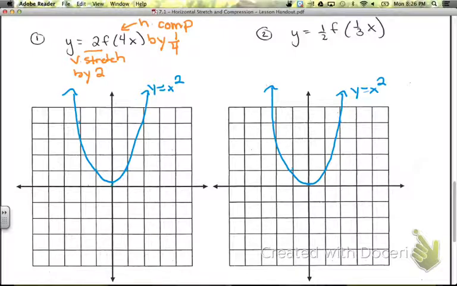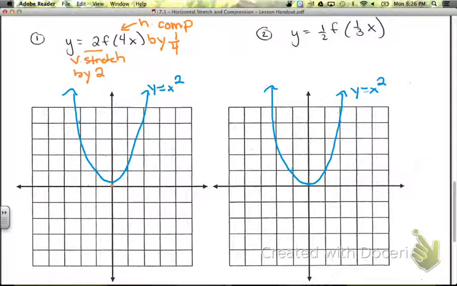So 0, 0, is it going to be affected at all when we're talking about stretch and compressions? No. That point is going to exist and our vertex is going to stay as is at 0, 0. Now our point here at 1, 1. So our x value is going to be multiplied by a quarter, and therefore is going to be a quarter. And the y value, that is 1, is going to be multiplied by 2. So our new point is a quarter, 2. And then we would have negative a quarter, 2.